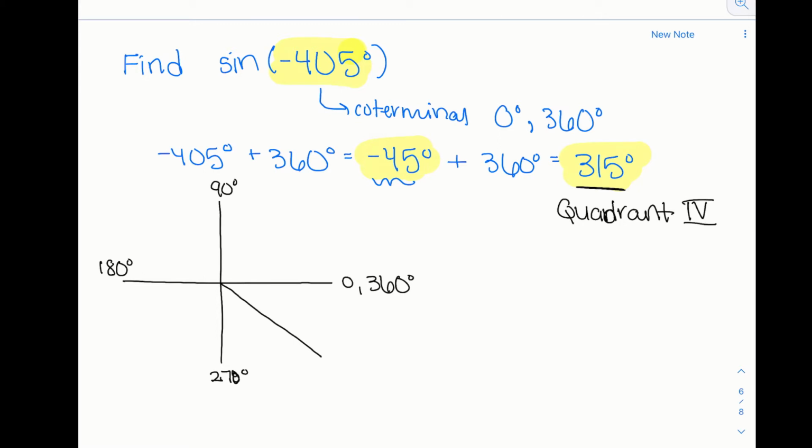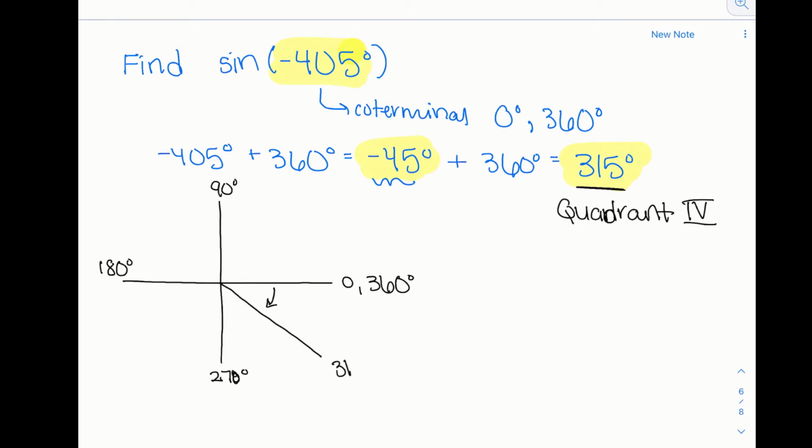The reason I was saying you could also use the negative 45 degrees is that a negative rotation means instead of going counterclockwise, you go clockwise 45 degrees, and it actually ends up in the same spot. Now I want to move on to finding the reference angle. I'm going to find the reference angle just as if I was working from that 315 degrees.